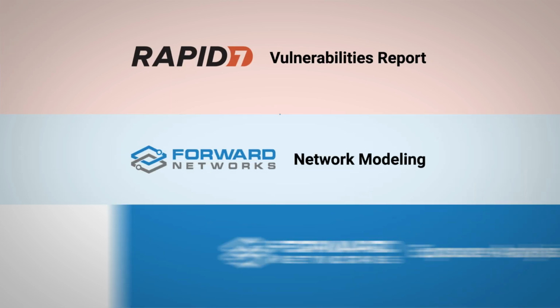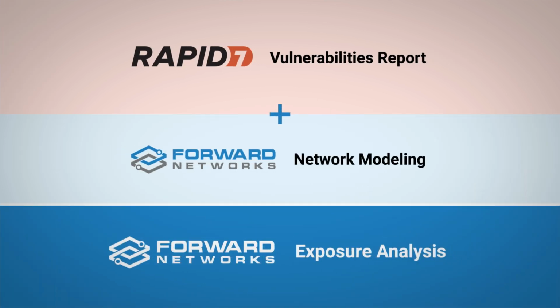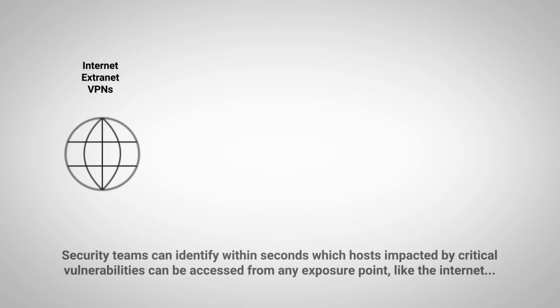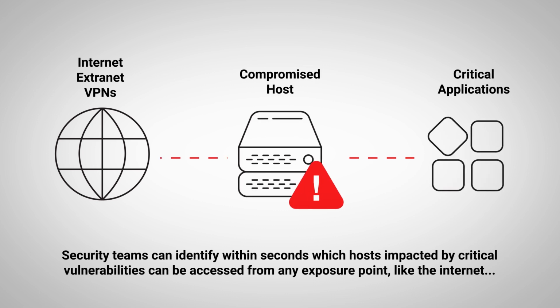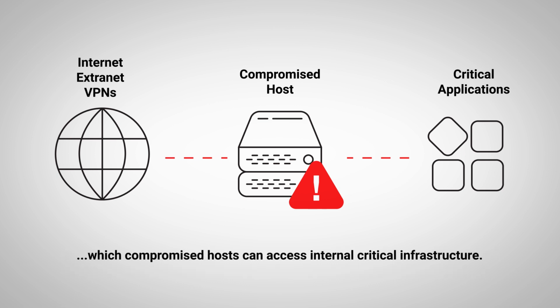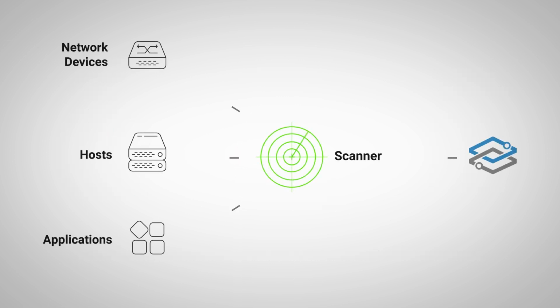Forward exposure analysis helps security teams prioritize vulnerability remediation by combining the host vulnerabilities data provided by vulnerability scanners like Rapid7 InsightVM with Forward Networks modeling capabilities. Security teams can identify within seconds which hosts impacted by critical vulnerabilities can be accessed from any exposure point like the internet, and which compromised host can access internal critical infrastructure. The report is collected directly from the vulnerability scanner tool, so there is no impact on the environment.